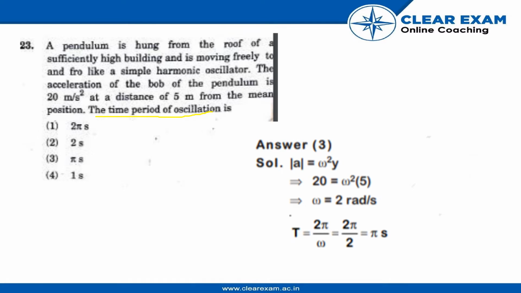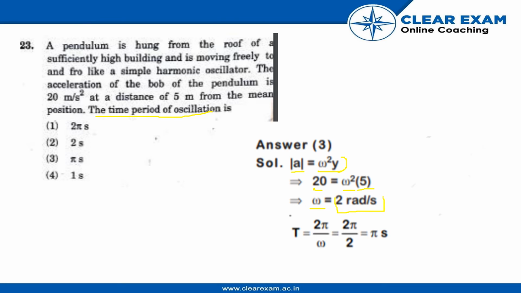So here we are seeing that acceleration equals omega square y. Here y is equal to the distance. So 20 equals omega square times 5, and we have to find the time period of the oscillation. So first we find omega, which we get as 2 radian per second.